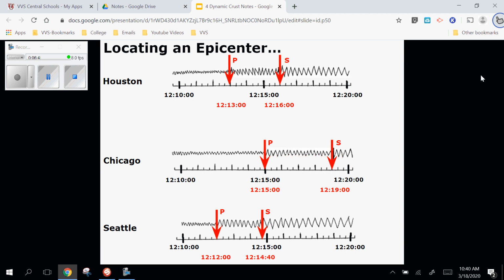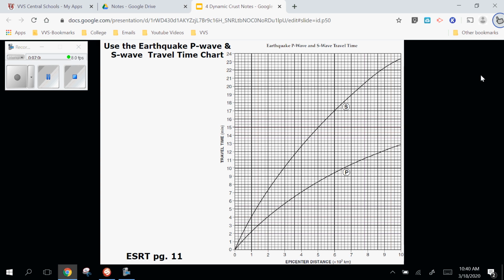Once we have the arrival times for the P and S waves for 3 different cities, we can now use our reference tables to figure out the distance of those 3 cities to the epicenter. Here's how we're going to do it. I'm going to show you on this, and then I'll show you on your actual reference table. All right, so here's page 11.